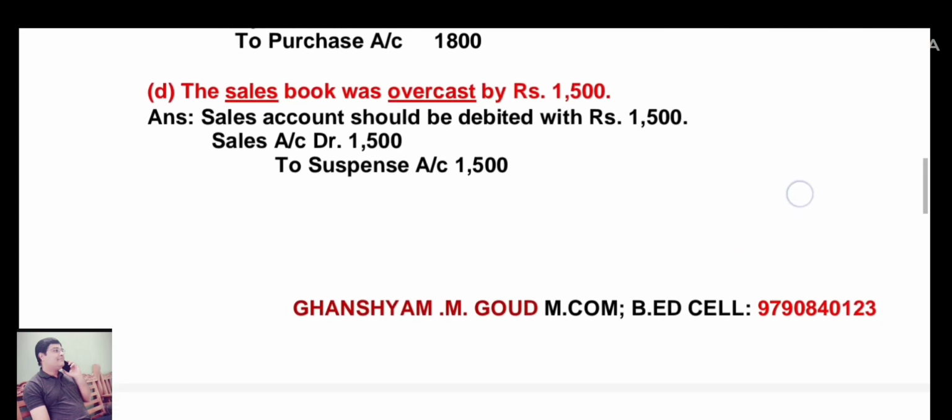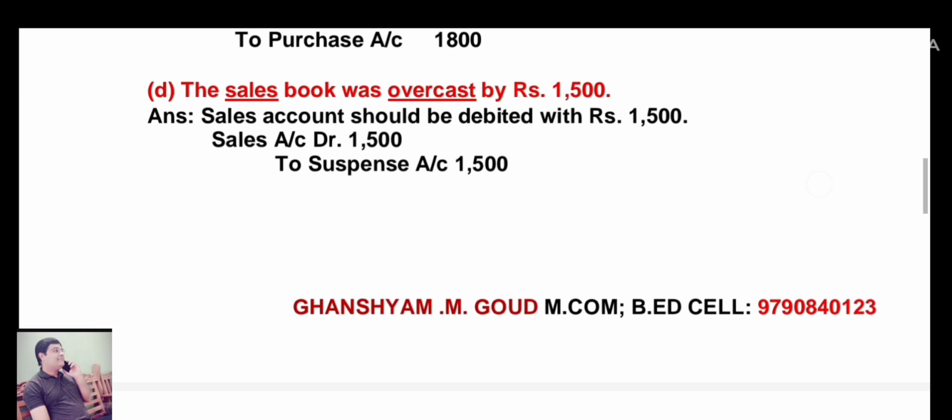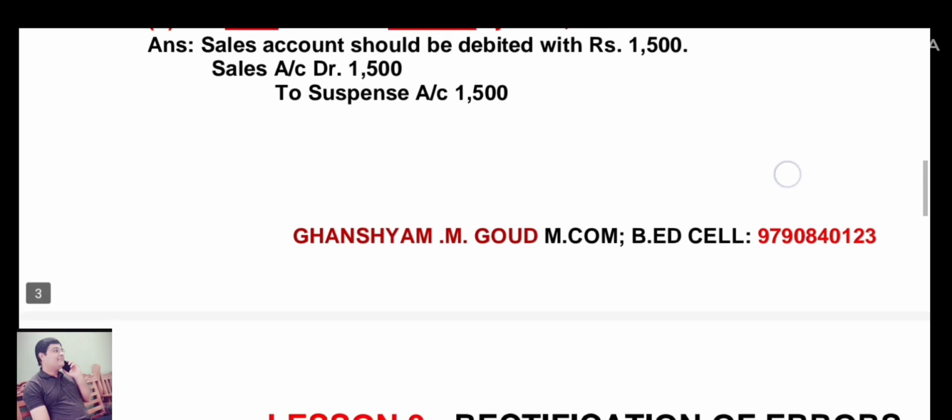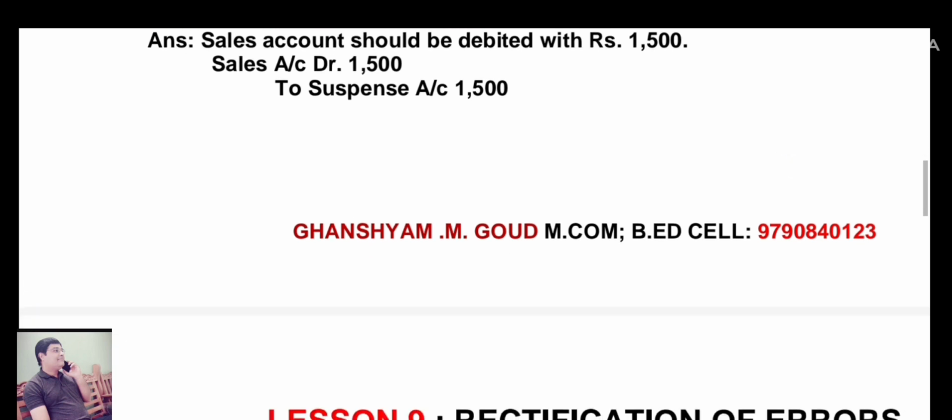Next question. The sales book was overcast by rupees 1500. Overcast means opposite. Simple. Sales is a credit balance. Opposite means debit balance. So sales account should be debited with rupees 1500. Sales account debit 1500 to suspense account.